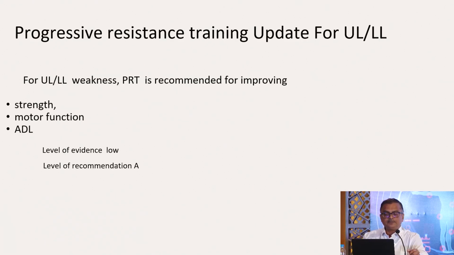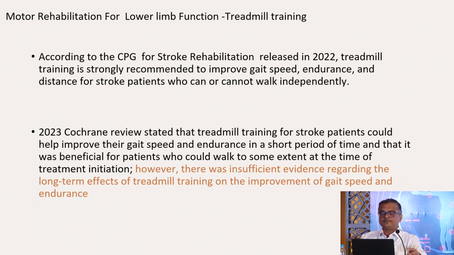Now PRE: for upper limb weakness and lower limb weakness, progressive resistance training is recommended for improving strength, motor function and ADL. Treadmill training is also very much recommended.